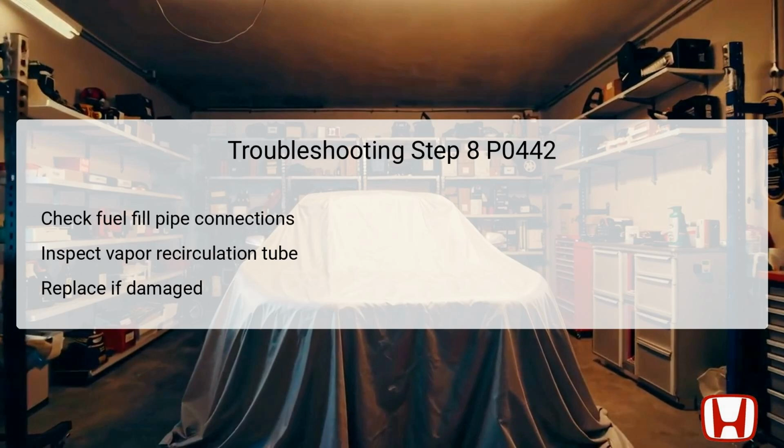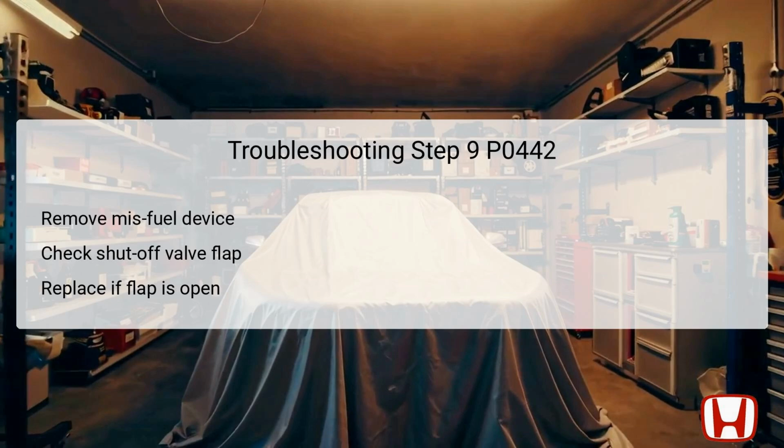Begin by selecting the EVAP CVS off mode through the HDS and conduct a thorough inspection of the connections and integrity of the pipes. If any damage is identified, such as cracks or corrosion, it is essential to replace the affected parts immediately. Maintaining a leak-free connection is vital for the sealed functionality of the EVAP system.